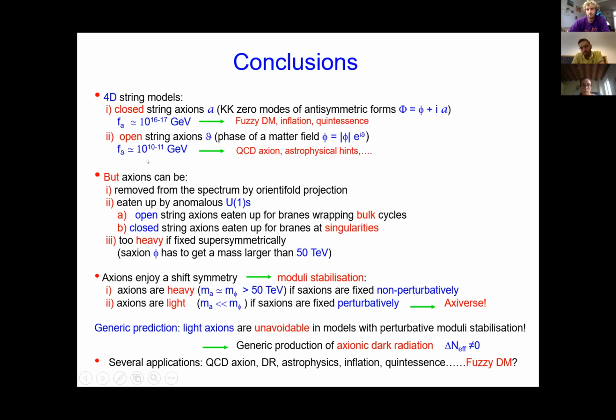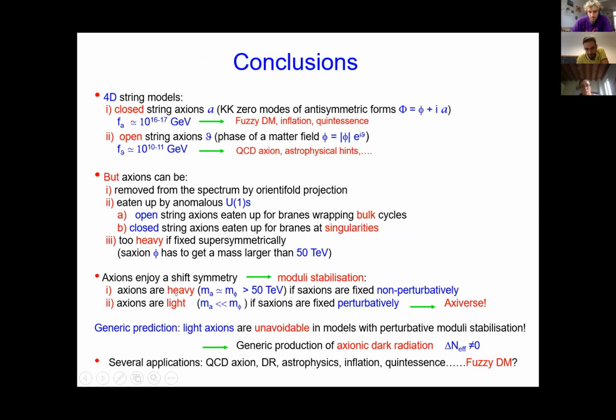As I said, one has to be careful because many axions can be removed from the spectrum by orientifold projection, can be eaten up by anomalous U(1)s, or they can become too heavy if they are fixed supersymmetrically, which means that they get the same mass as the saxion, given that the saxion has to be larger than 50 TeV to avoid cosmological problems. Also axions can be too heavy to be good for phenomenological applications. And in order to understand what is their mass, one has to look at moduli stabilization, keeping in mind the fact that axions enjoy a shift symmetry.